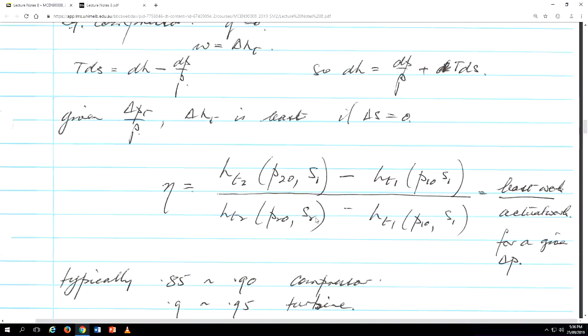Why? Why would the efficiency of a turbine be higher than the efficiency of a compressor? Somebody guess. Why? Nobody bold enough to even hazard a guess? Why do you think one is higher than the other?